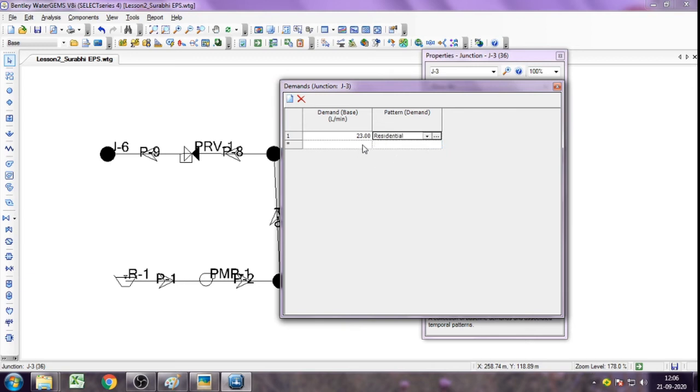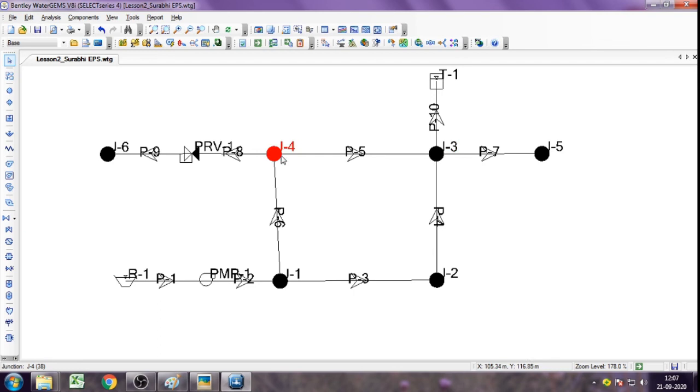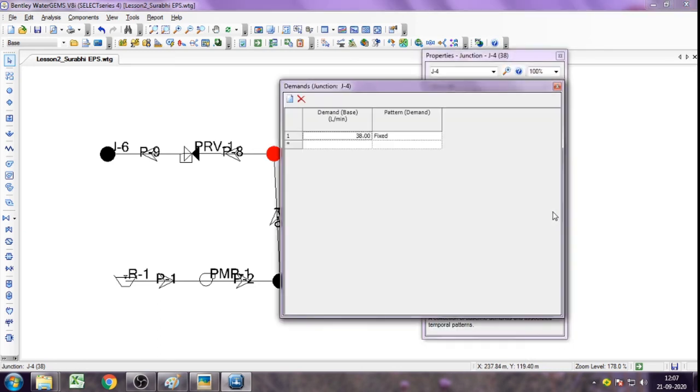So for junction 3, 23 and 11 for commercial. For junction 4, 23 and 15 for residential and commercial.